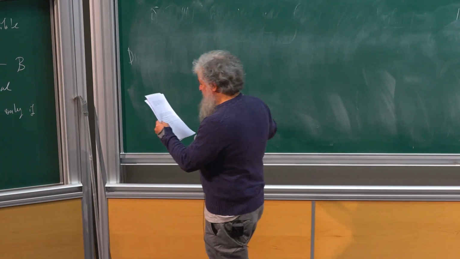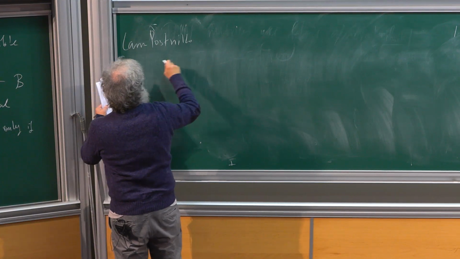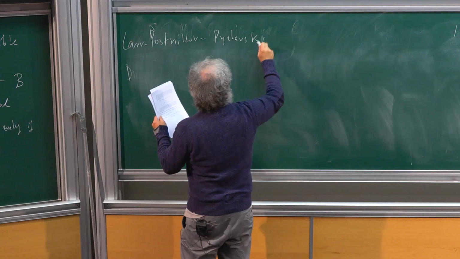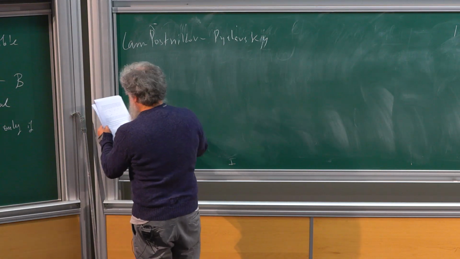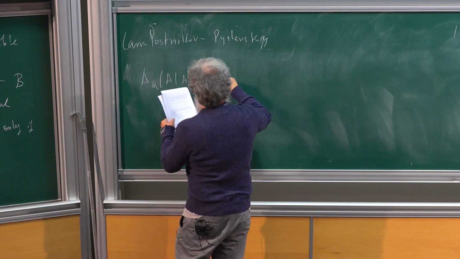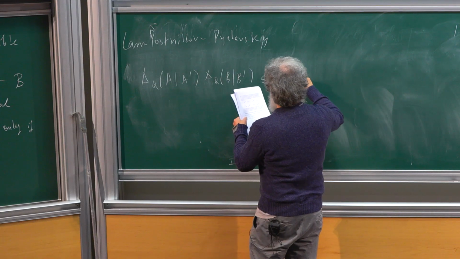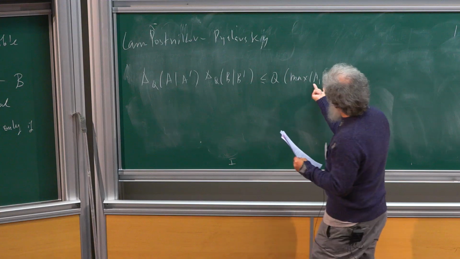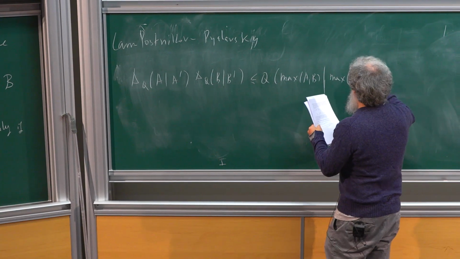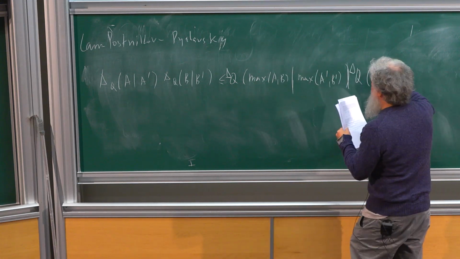For example, one of the famous results by Lam, Postnikov, and Pylyavskyy says that if we take minors of matrices, then it's less or equal, if we take the maximum of A and B, where maximum means that for each element we take the coordinate-wise maximum, maximum of A prime, B prime, multiplied by delta Q, minimum.